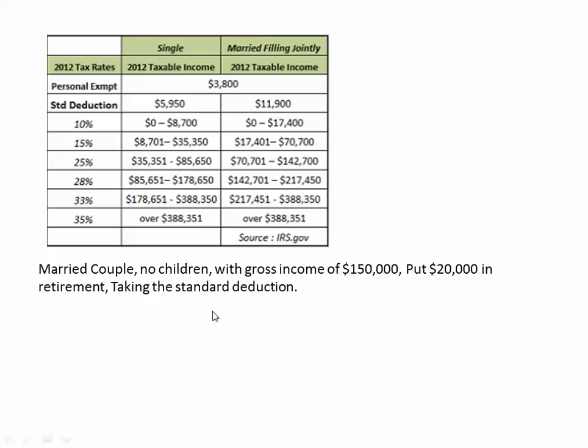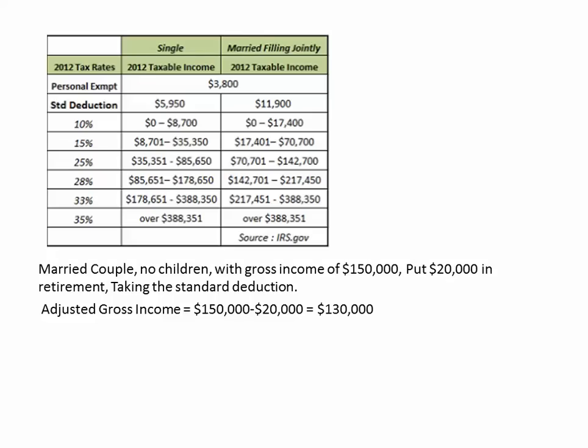In order to find their adjusted gross income, you take the 150,000 that they made and subtract the 20,000 that they put away in retirement. They'll pay tax on that later once they're retired, but right now they don't have to pay tax on it. So they have an adjusted gross income of $130,000.